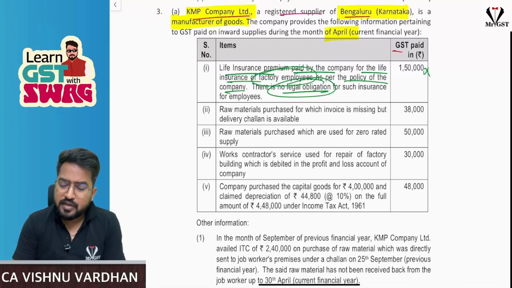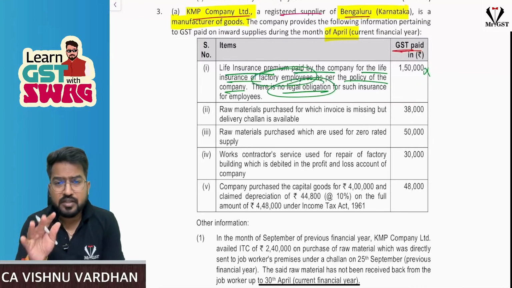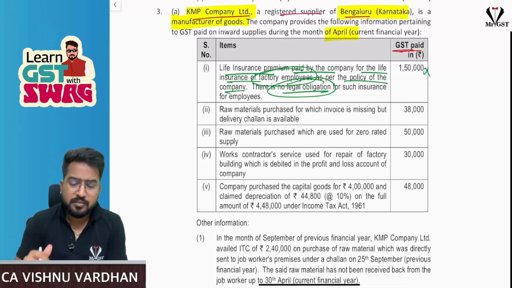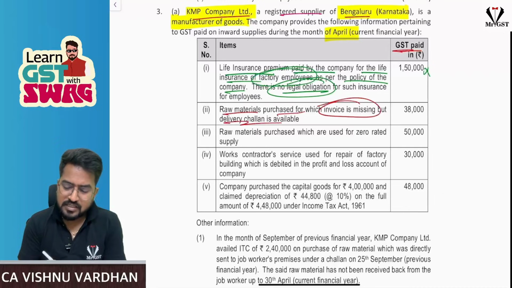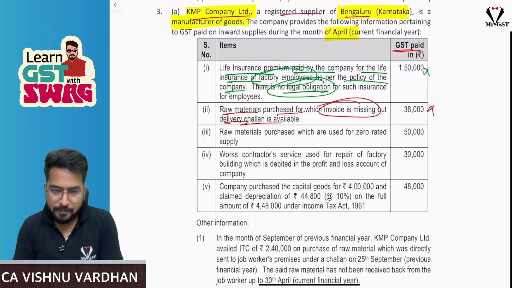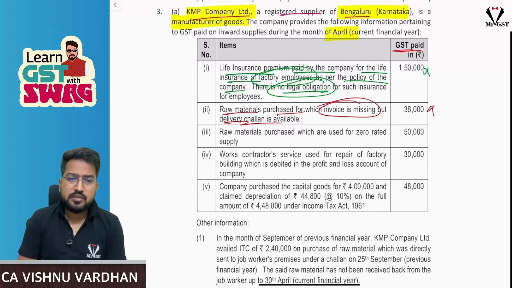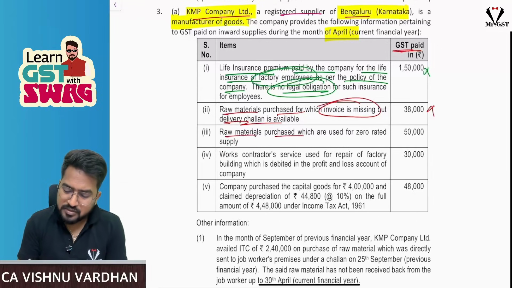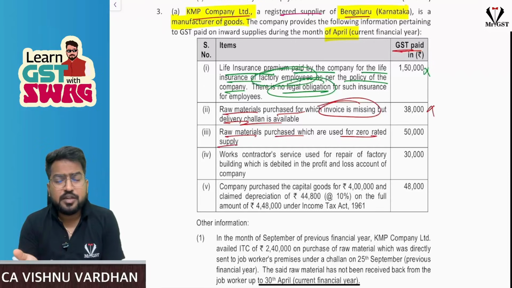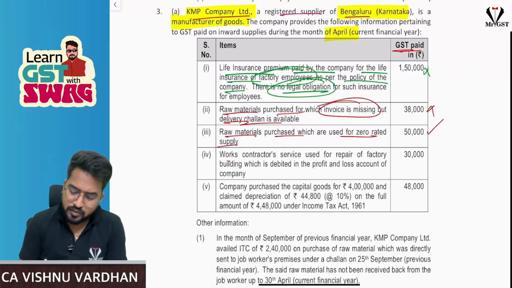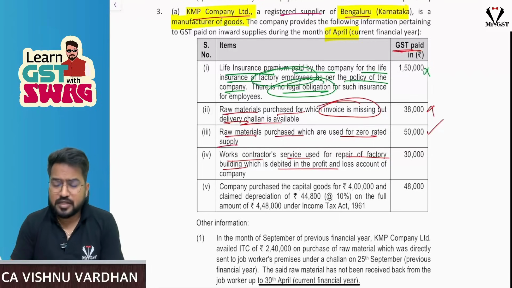And please be careful here. The outer column is GST paid, not the amount. On that again, you should not charge 18% of that. Raw materials purchased, invoice is missing, but delivery challan is available. Invoice should be present, so ITC again not available. Next, raw materials purchased which are used for zero rated supply. Sir, used for zero rated supply, happily you can take ITC. Okay. Next, works contract service used for repair of factory debited to P&L. That means it is not capitalized, so you can take ITC again.